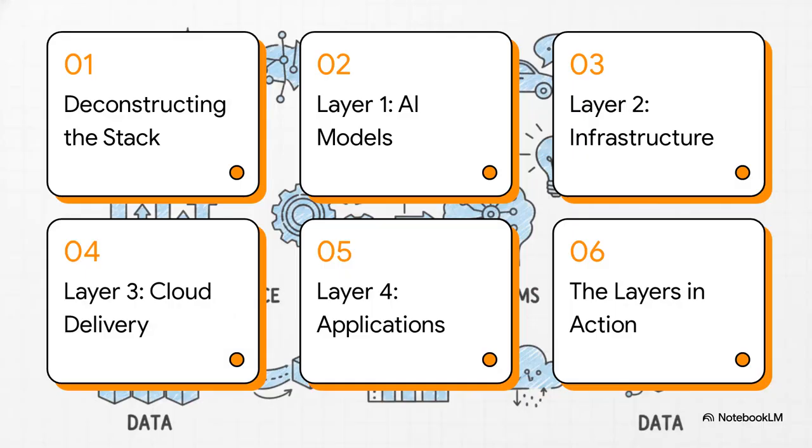Okay, let's quickly map out our architectural floors for today. We'll kick things off by deconstructing the AI stack. Then we'll explore Layer 1, AI models, Layer 2, computing infrastructure, Layer 3, cloud delivery, and Layer 4, user applications, before bringing it all together and seeing the layers in action.